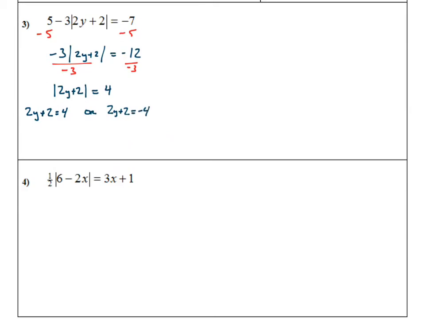For my first equation, I'll subtract 2 from each side, giving me 2y equals 2, and then dividing by 2 will provide y equals 1. My other possibility is when I subtract 2 from both sides of my other equation, that will provide 2y equals negative 6, dividing by 2, y equals negative 3. So those are my two possible solutions. Now I'm ready to go back and check.